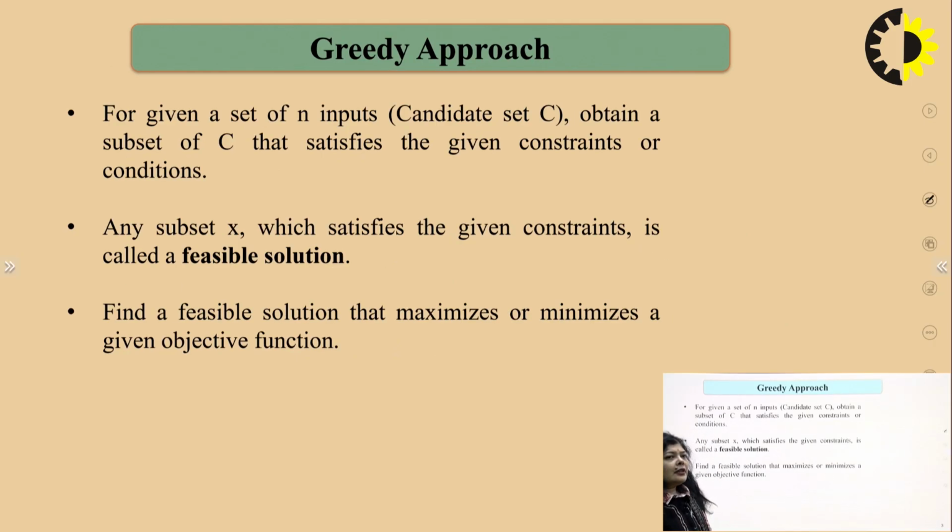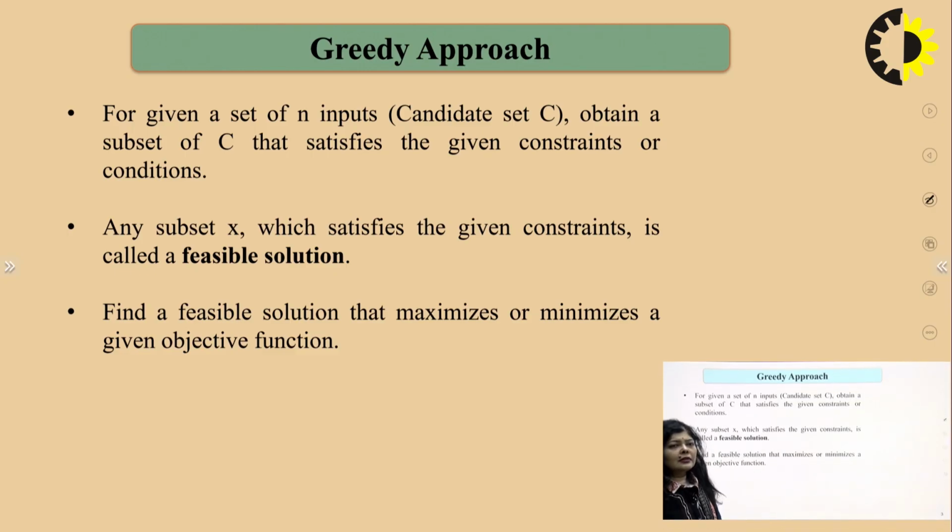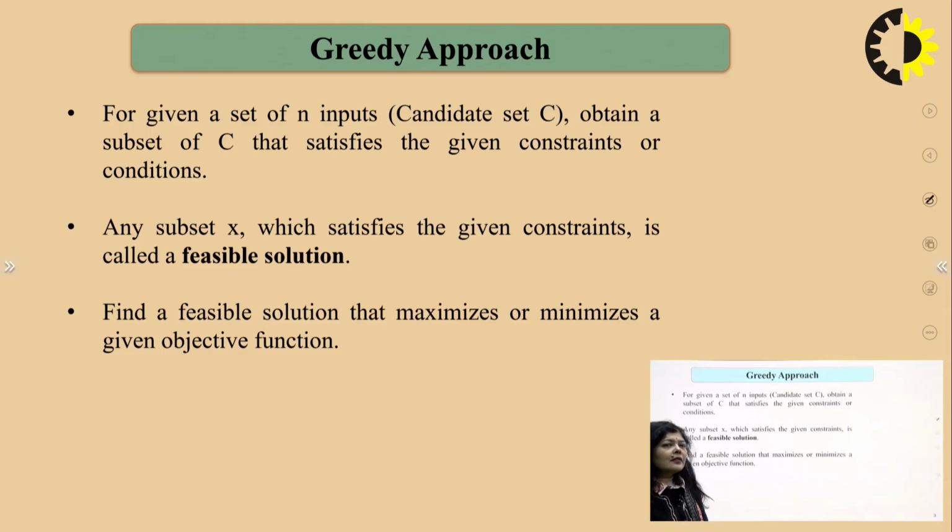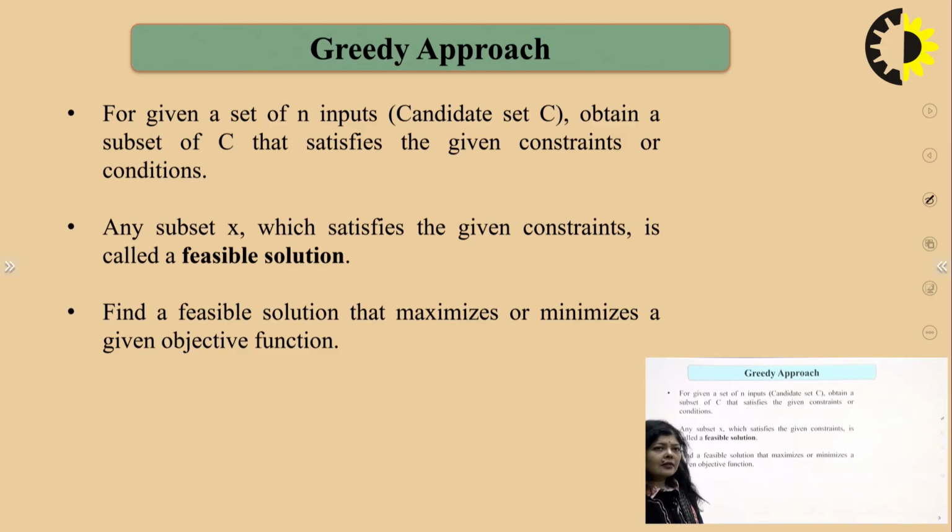So formally, for a given set of n inputs, we can say that these n inputs are considered as the candidate set C. And we need to find a subset of C that satisfies the given constraints or conditions. Now, any subset X which satisfies the given constraint is called a feasible solution.